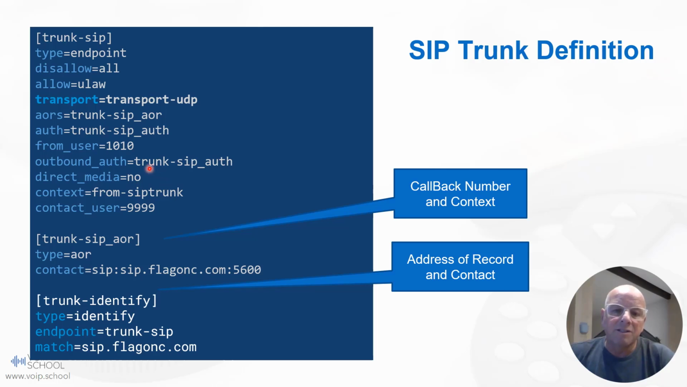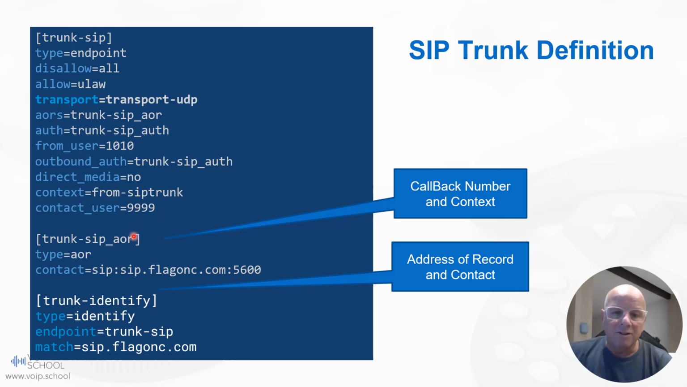Context from SIP trunk. This context is very important. Whenever you receive a call on the SIP trunk, they will be processed on the from SIP trunk in this context in the dial plan. And contact user is equally important. This is the extension where you are going to receive the calls. So any call arriving on this SIP trunk will arrive on the extension 9999.